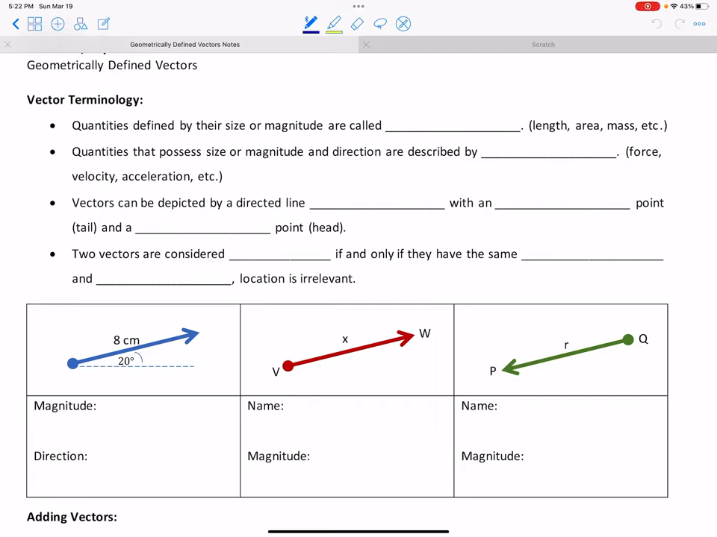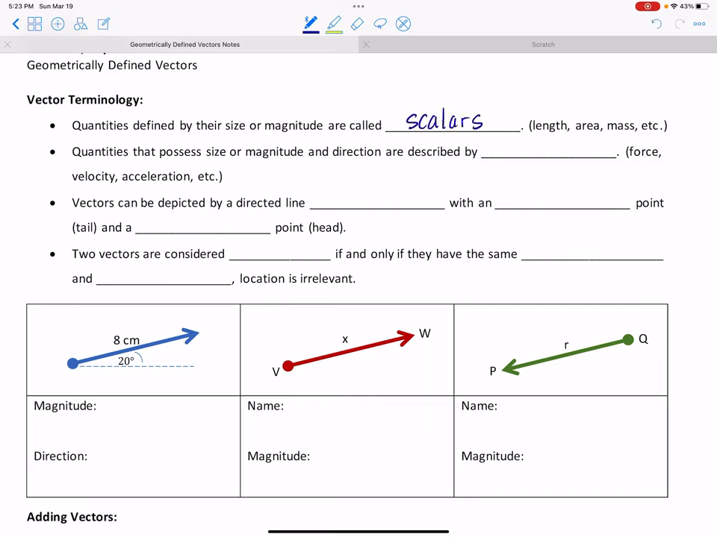Hello and welcome to our lesson on geometrically defined vectors. So let's get started with a little bit of terminology. For instance, when we're talking about a quantity that is defined by its size or its magnitude or just a strict measurement, we're generally referring to these quantities as scalars.